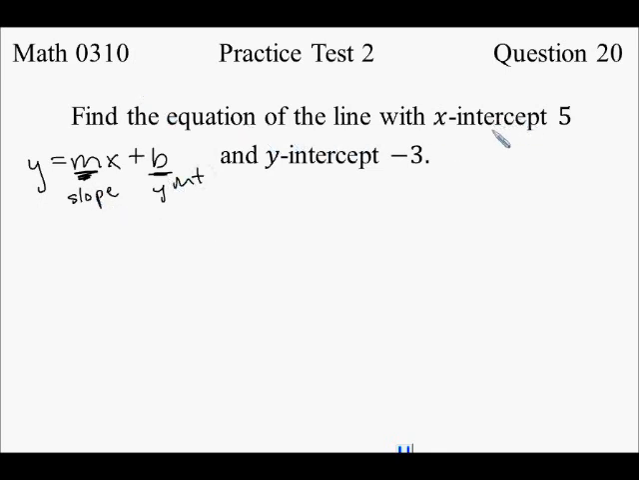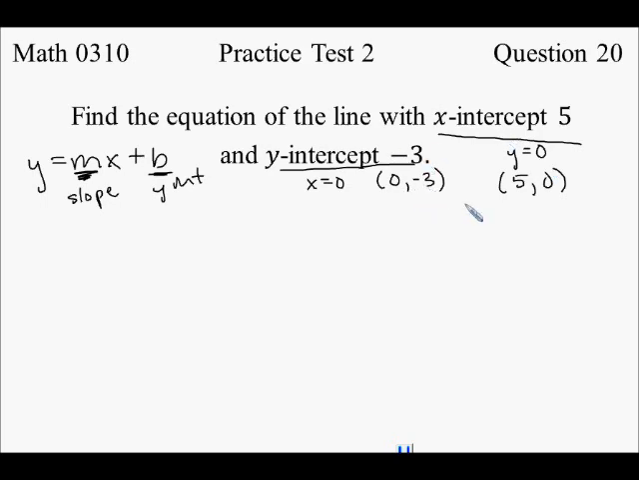They give us 2 points here, they just don't give us directly what all the coordinates are. For an x-intercept of 5, an x-intercept is when the other variable is 0. So this is telling us y is 0, and the x value must be 5. This is really just another way of giving us that our first point is (5, 0). And then a y-intercept of negative 3. For a y-intercept, the opposite variable is 0, so x is 0 and y is negative 3. So this would be the point (0, -3), a different way of giving us 2 points.